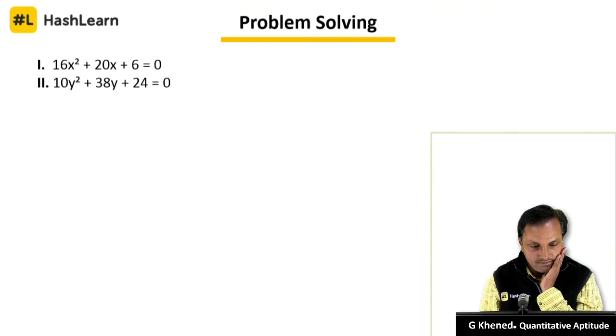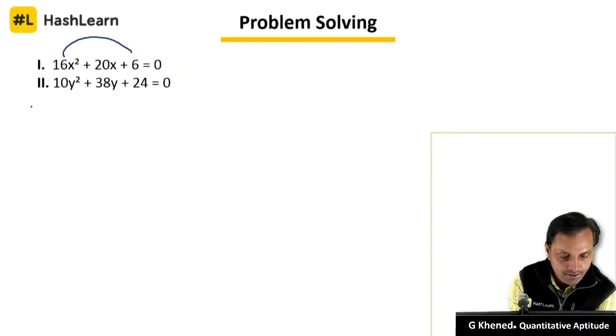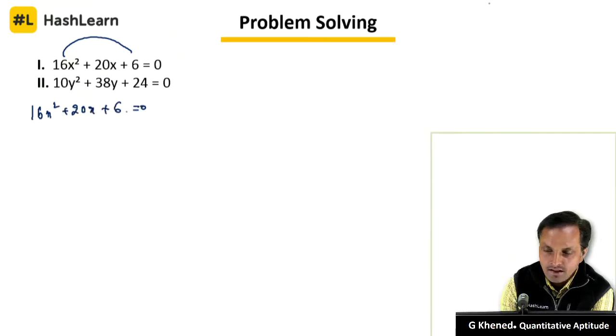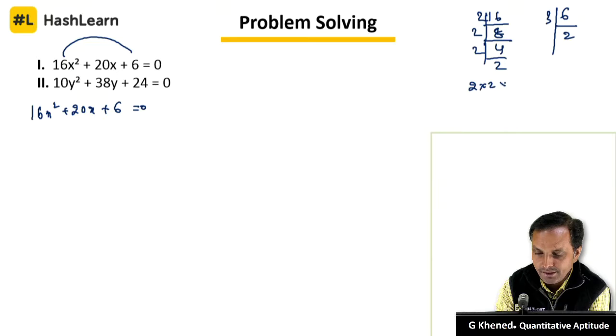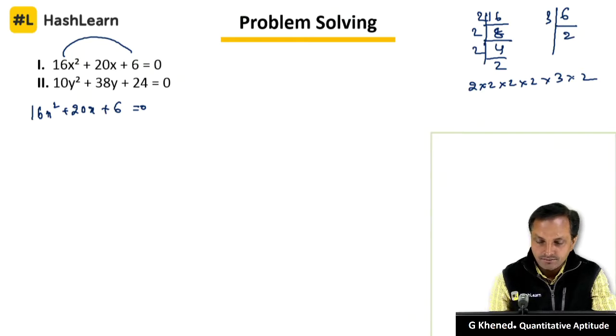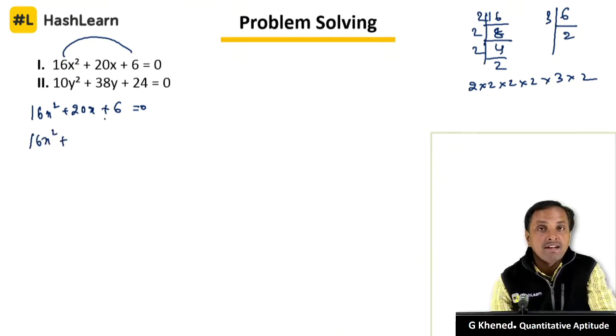You have next example here, 16x square plus 20x plus 6 is equal to 0. So let me solve the first equation. So factors for 16 is 2, 2, 2, 2. Factors for 6, 3 and 2. So you will have 2 into 2 into 2 into 2 into 3 into 2. So 16x square plus, see here you should get 20 as the sum.